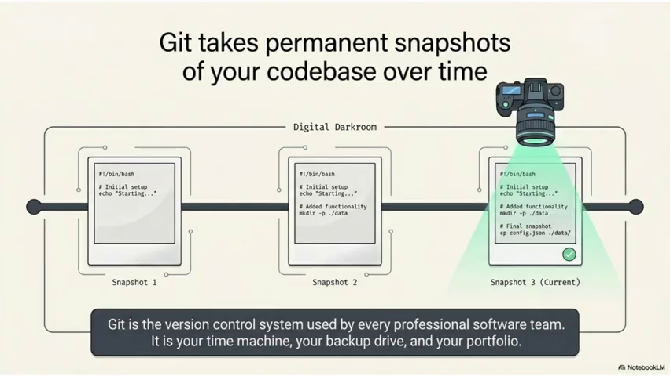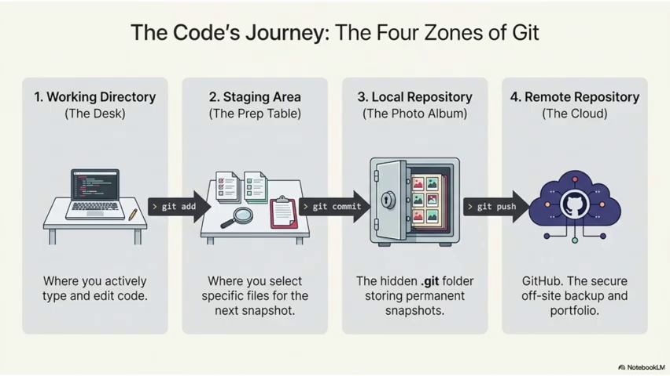This is the version control system used by every professional software team on Earth. It is your time machine, your backup drive, and your professional portfolio. Every commit you make in this course contributes to a public record of your growth as a developer. Git moves your code through 4 distinct zones. Understanding these zones is the mental model that makes every Git command make sense.